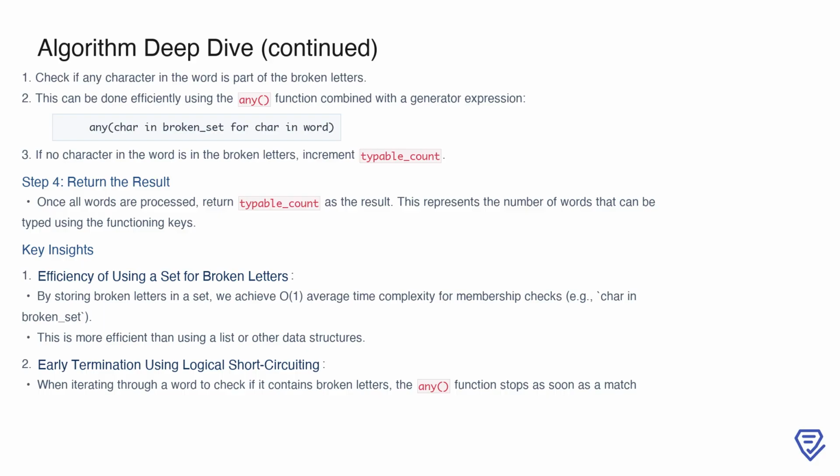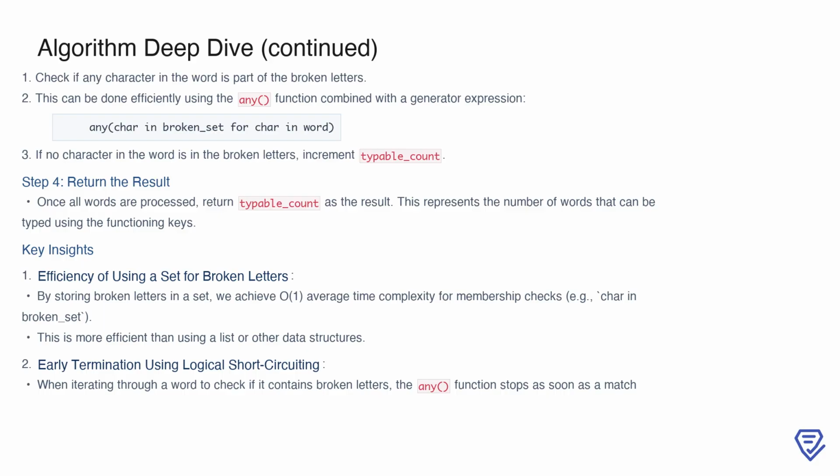This counter will keep track of the number of words that can be typed using the functioning keys. For each word in the list, we check if any of its characters belong to the set of broken letters. This can be done efficiently using the any function combined with a generator expression, which evaluates each character in the word. For example, any(char in broken_set for char in word) will return true if any character in the word is found in the set of broken letters.